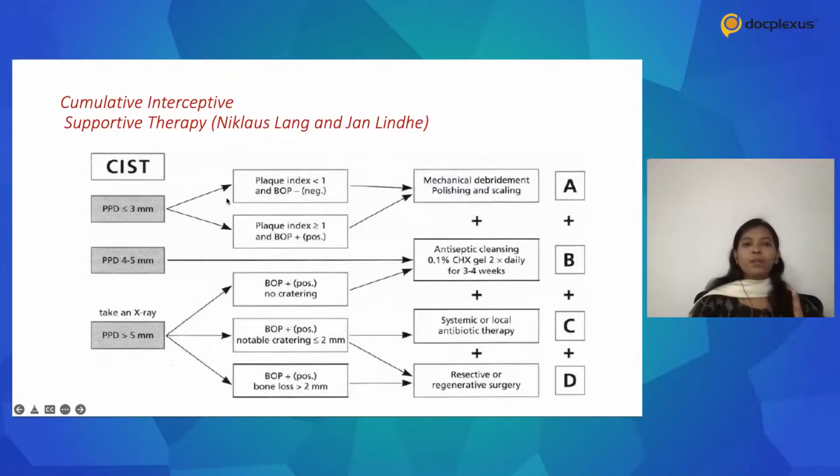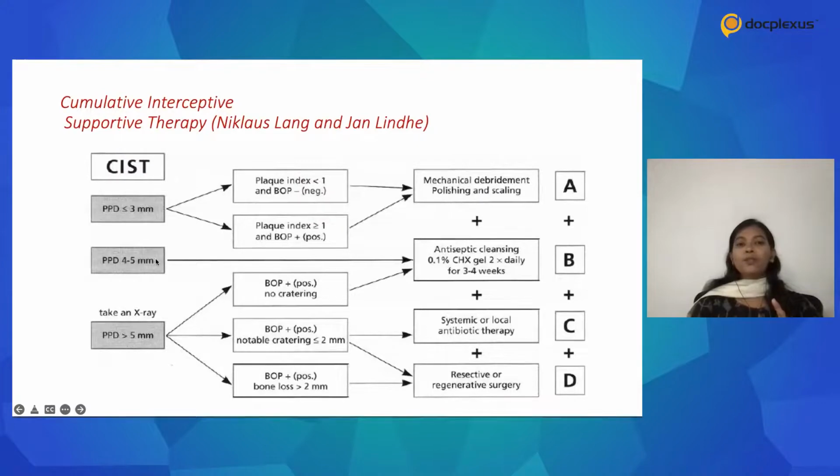So once your probing depth is less than 3, plaque index is less than 1, and BOP is negative, you can directly go for A, which is your treatment. A will be nothing but mechanical debridement, polishing, and scaling. Same thing if probing depth is 3 millimeter, plaque index is more than or equal to 1, and bleeding on probing is positive, then also you can go for A, which is mechanical debridement, polishing, and scaling.